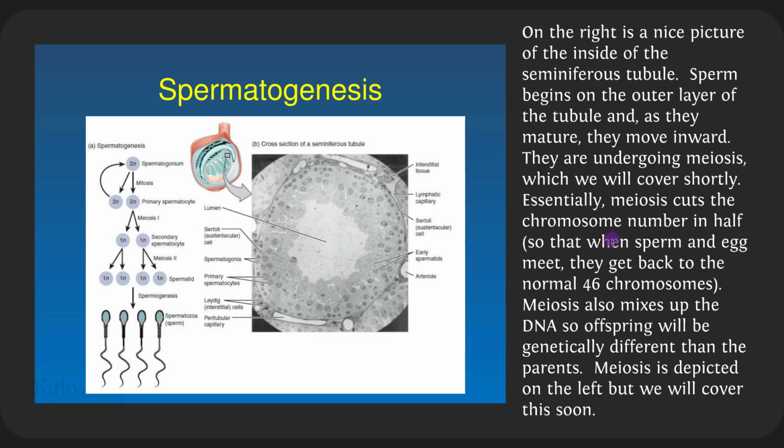Essentially, meiosis cuts the chromosome number in half so that when sperm and egg meet, they get back to the normal 46 chromosomes. Meiosis also mixes up the DNA, so offspring will be genetically different than the parents. Again, meiosis is depicted on the left, but we'll cover that soon.